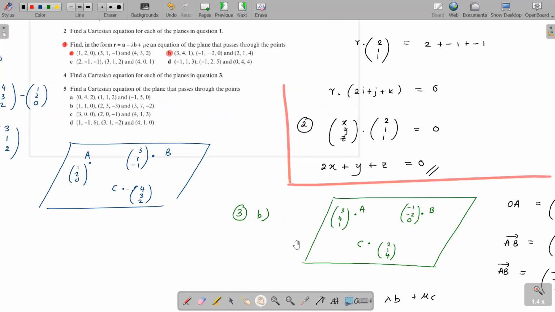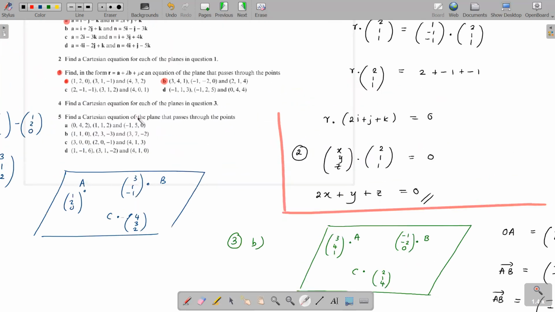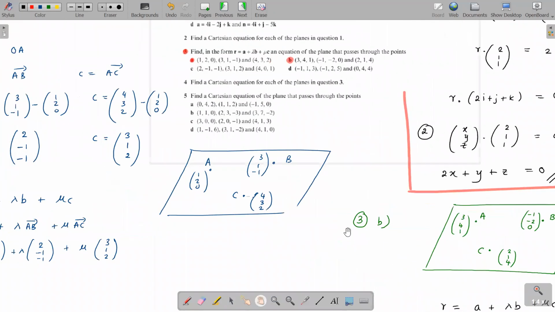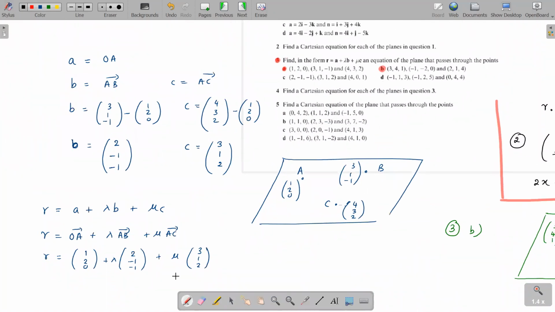Okay, in the next part, they ask you in question number 4, find a Cartesian equation for each of the planes in question 3. Which means what? Now this is question 3, part A, and question 3, part B, I've done two parts here. They're asking you to find the Cartesian equation, which means what? Cartesian equation means the XYZ form, right? So how do we find the Cartesian equation? From the vector form, how do I convert the vector form to Cartesian form?